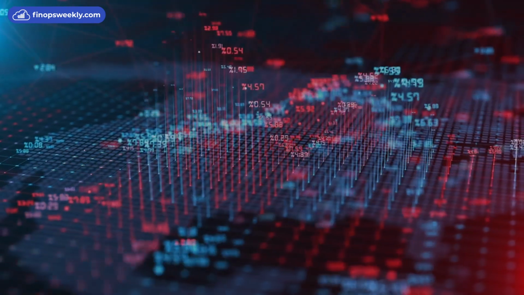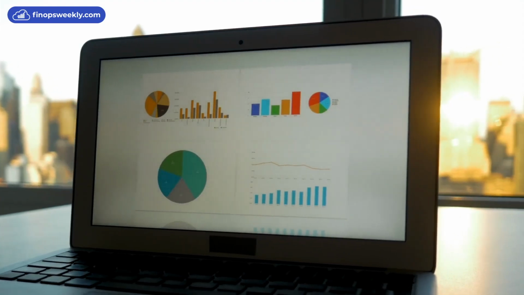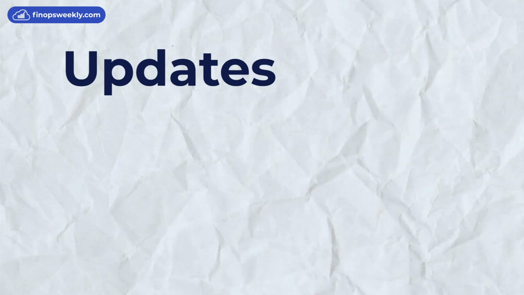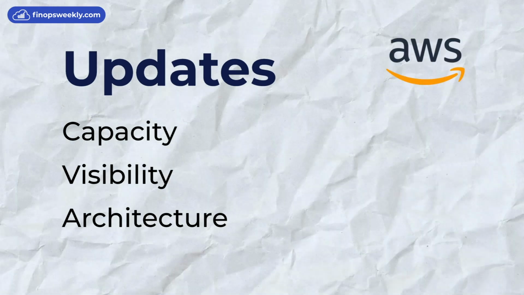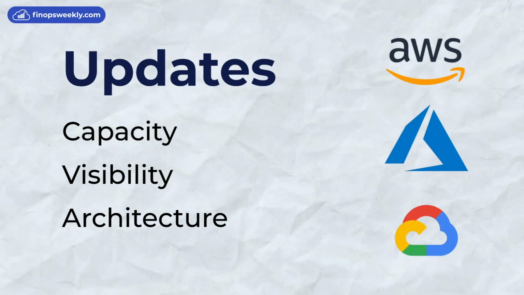An anomaly can inflate your cloud bill, disrupt teams across the company, and still look like business as usual on your dashboards until it's too late. Today, we break down a set of updates that tighten control on capacity, visibility, and architecture cost across AWS, Azure, and Google Cloud. Stay to know about the one incident that shows why this control matters and what it costs.